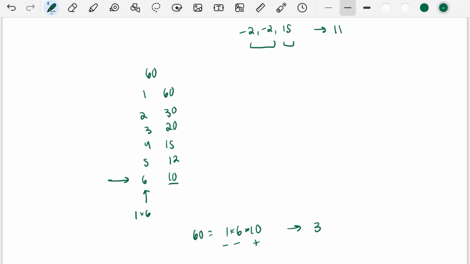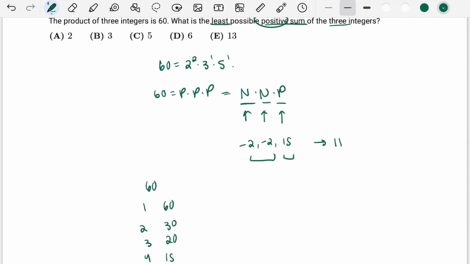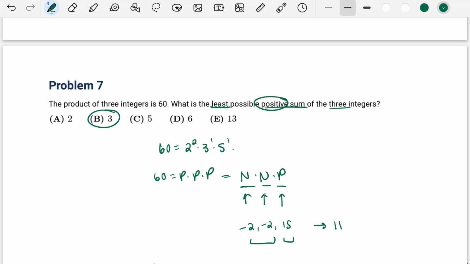Notice that we can't really find a triplet of numbers such that two of them, like 1 and 6, sum to 7. That's so close to 10, but it's not quite 10, right? And that's why we get such a small sum. So it turns out that the triplet 1, 6, 10 is actually the best we can do. So our final answer is 3, or B.